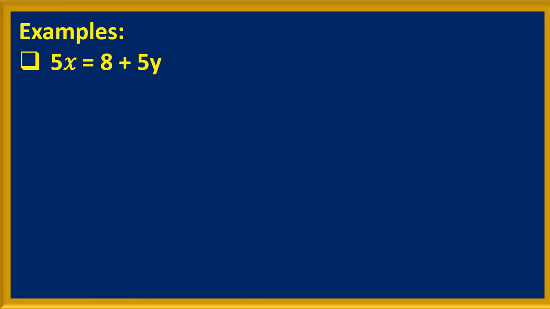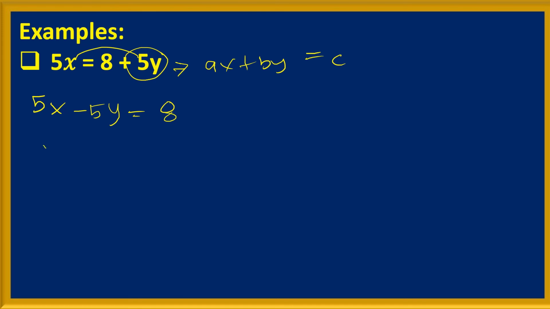Another example, 5x equals to 8 plus 5y. So, una, ayusin muna natin tong equation into standard form, ax plus by equals c. So, 5x, lipat natin ngayon yung positive 5y sa left side ng equation. So, magiging 5x, positive 5y magiging negative 5y, or 5x minus 5y equals 8. Now, identify the a. A is equal to positive 5. B is equal to negative 5.